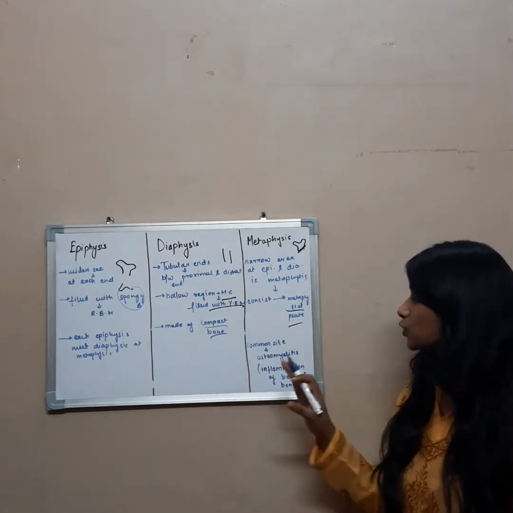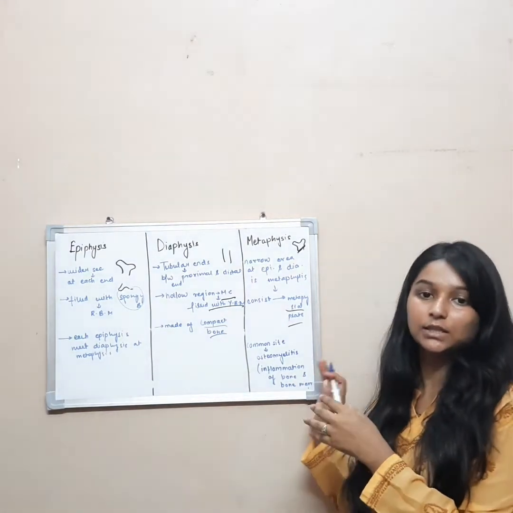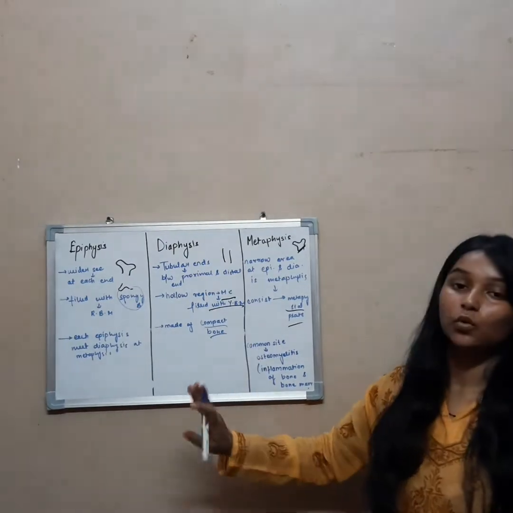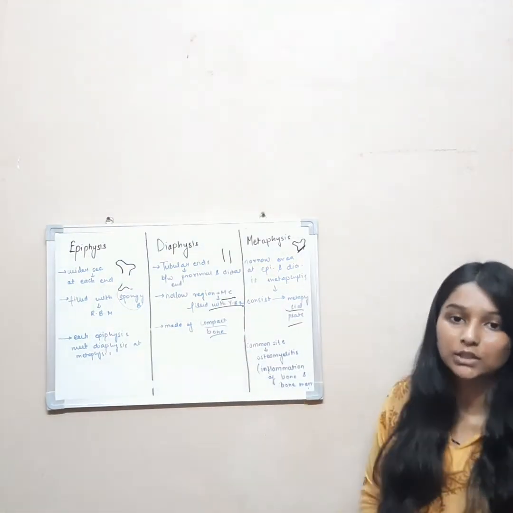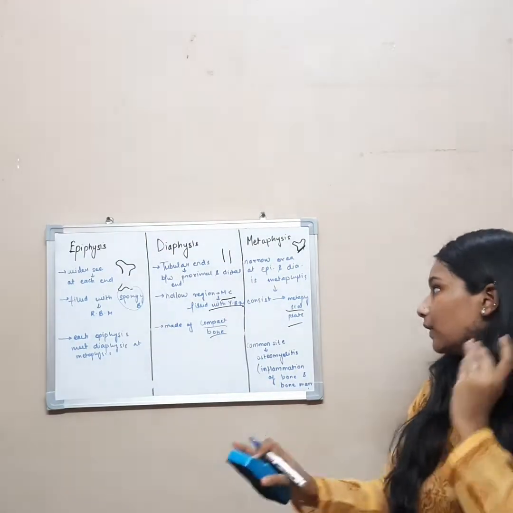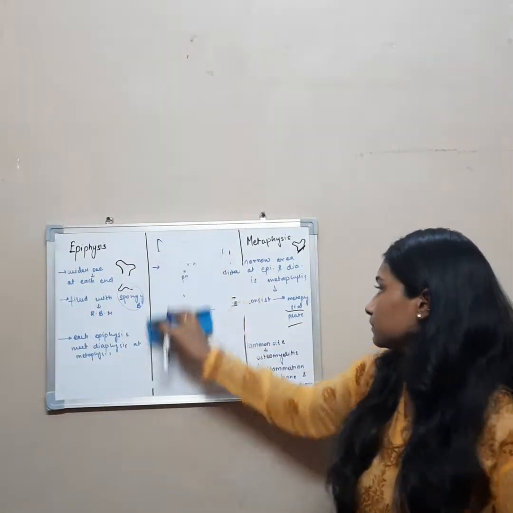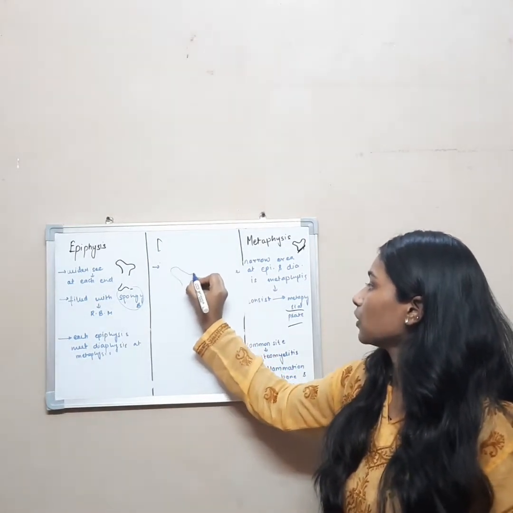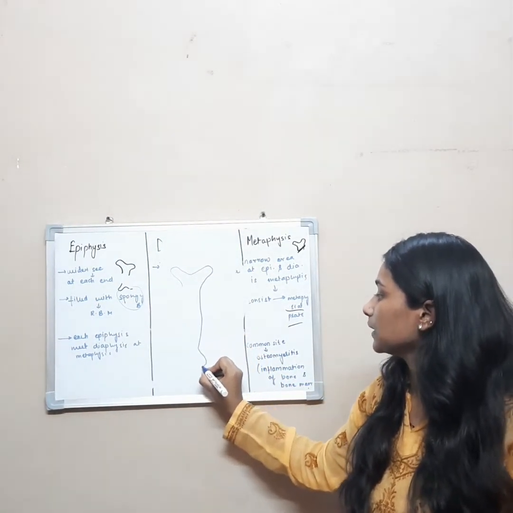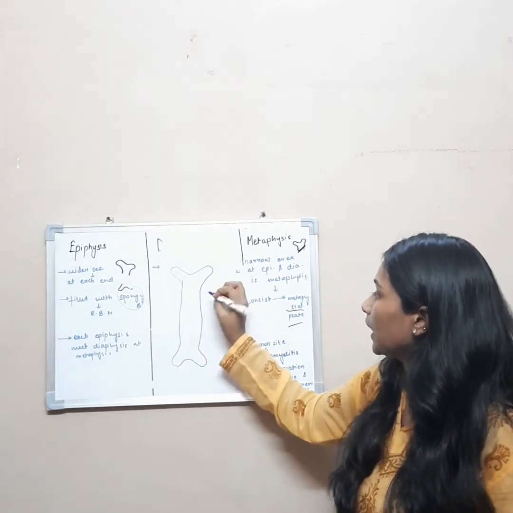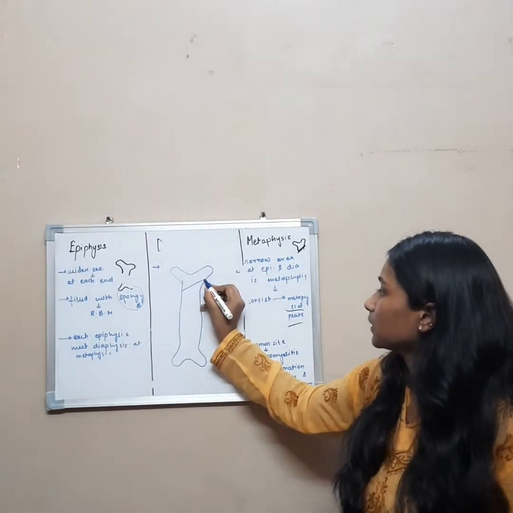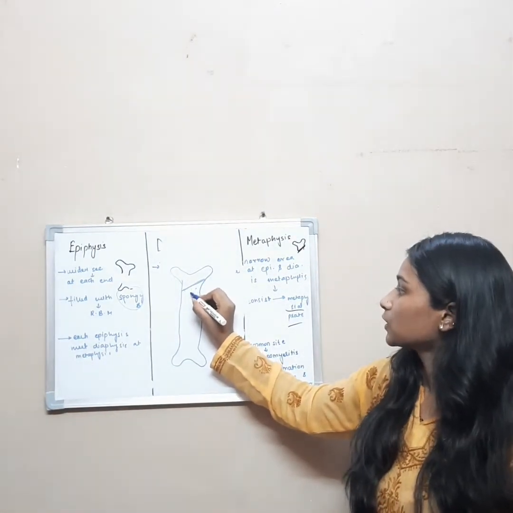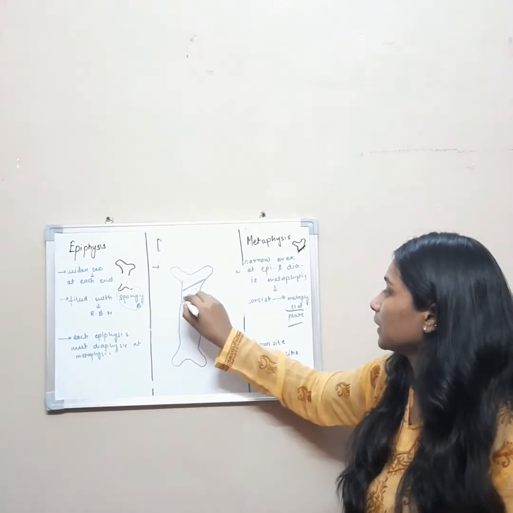And metaphysis is a common site for osteomyelitis, that is inflammation in bone and bone marrow, and it is found mostly in children. So why only in children? Now we will see the reason. If I draw a rough structure of our long bone, it looks like this. At the metaphyseal plate, there are many dot-like structures you saw. They are all present in the metaphysis.